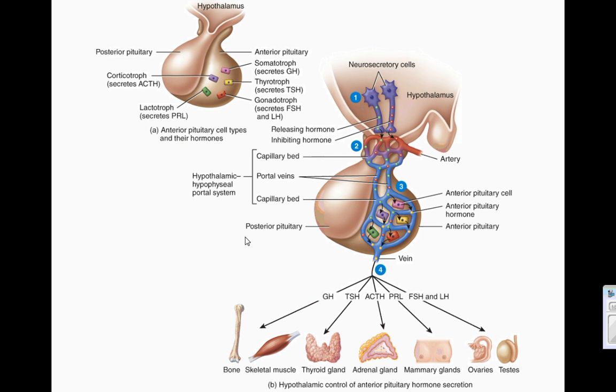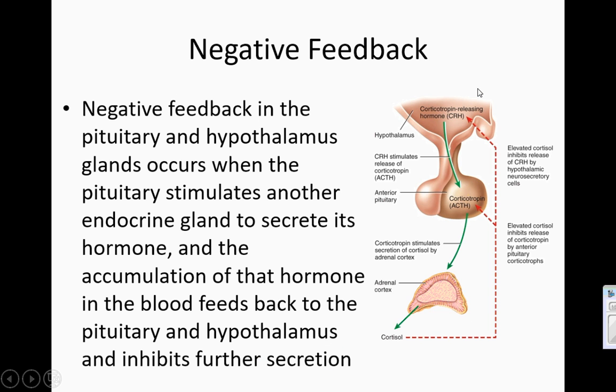Here is a figure that just demonstrates the relationship, once again, between the hypothalamus with the hormones, either releasing or inhibiting, pushed into the capillaries of the hypothalamus that then are connected to the capillaries of the anterior pituitary by the portal veins, and then that directly causes the release of the several hormones that we just talked about.